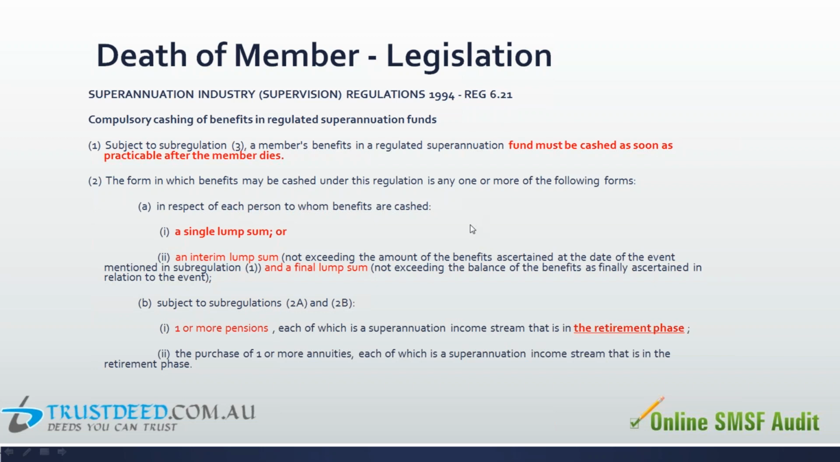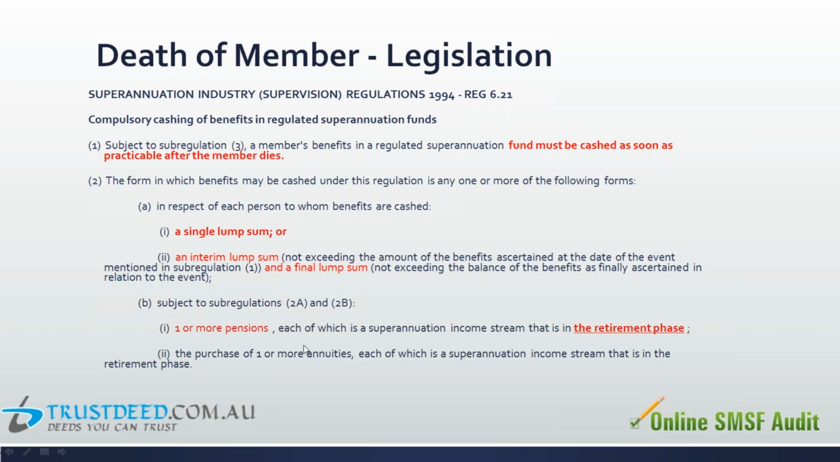Now, if you do not want to pay a lump sum, then Section 2B, which is Regulation 6.21 2B, talks about one or more pensions. That means that a pension can be paid instead of a lump sum, or you can pay a lump sum and the remainder amount can be used to pay a pension. So there are three options: a lump sum, a pension, or the third is part lump sum and part pension. So anything can be done.